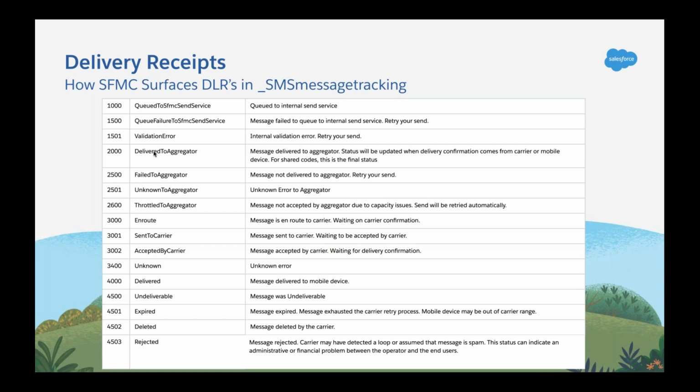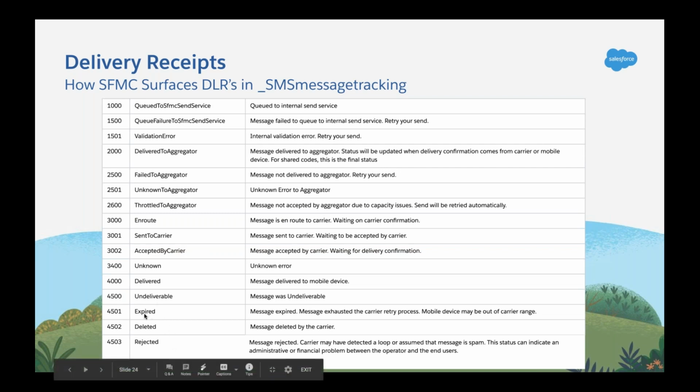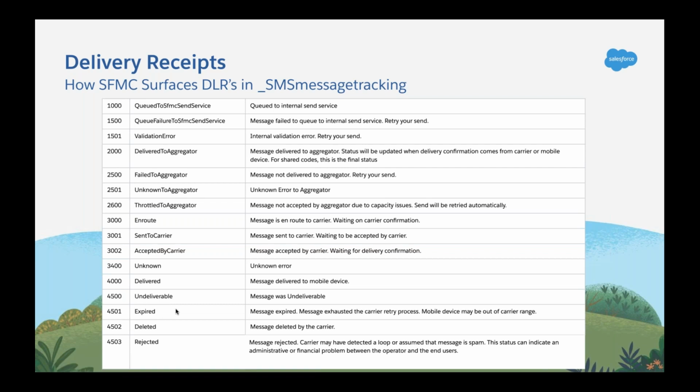But you'll typically get delivered to aggregator, you'll get en route, you'll get accepted by carrier, and then you'll end up with either delivered, undeliverable, expired, deleted, or rejected. The delivered, undeliverable, and expired are the most common ones that you will see. We do know that folks in market want to have the most detailed status possible. A lot of times the carriers simply don't provide those.